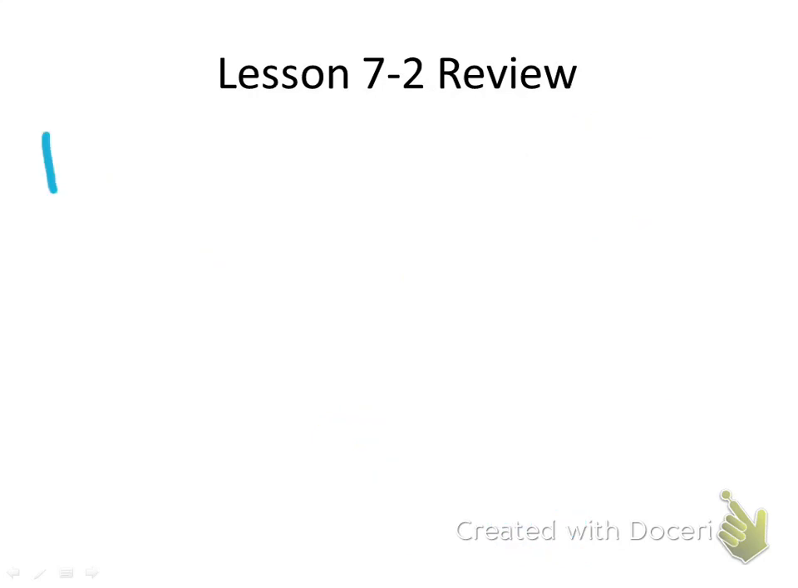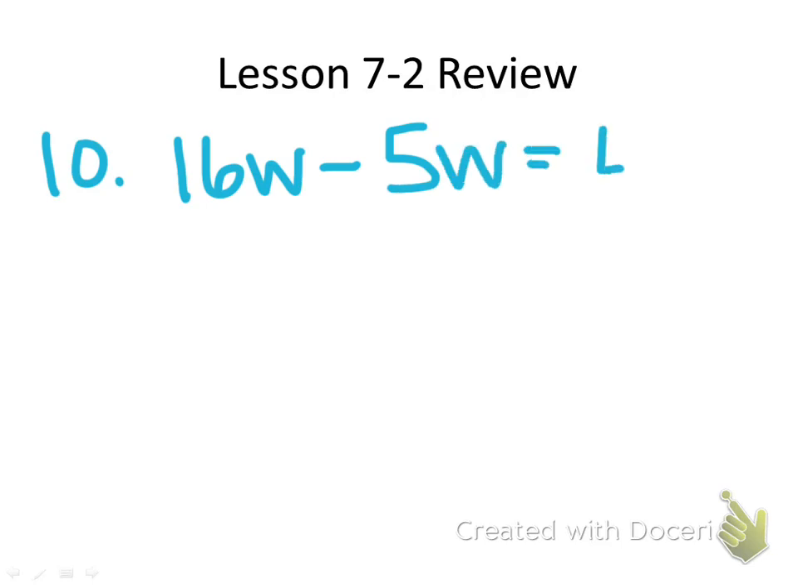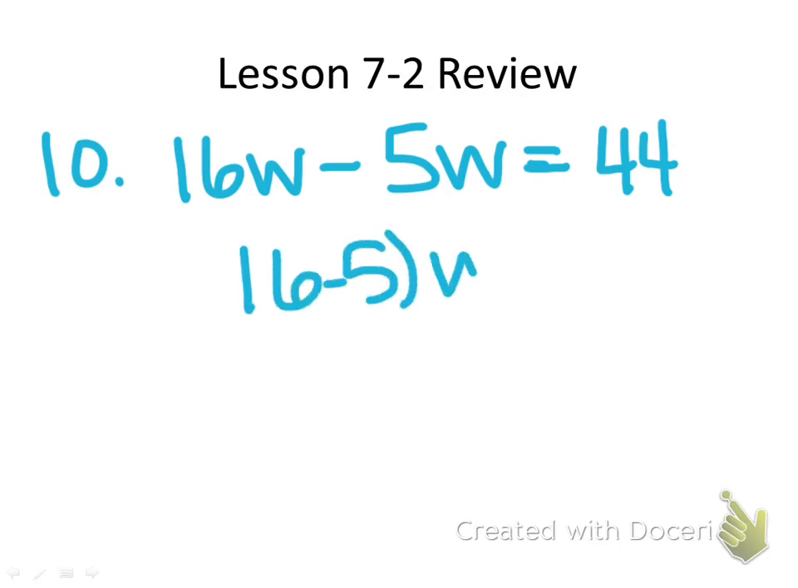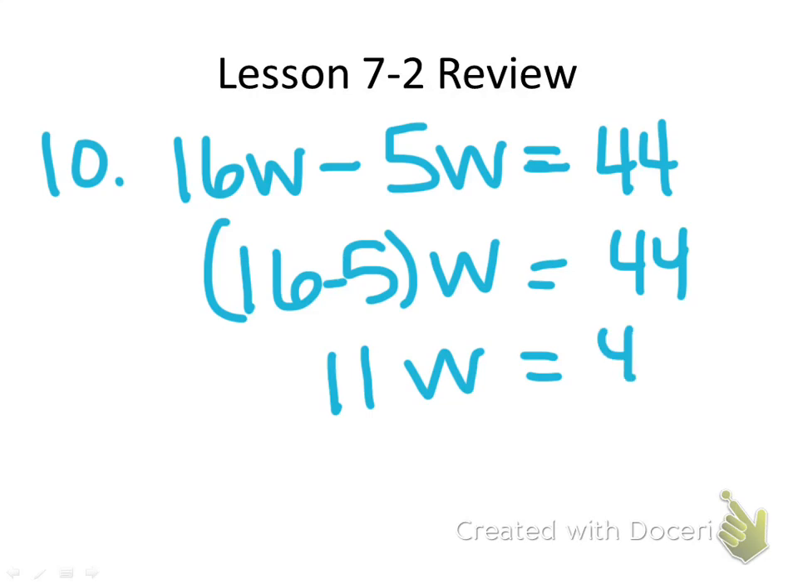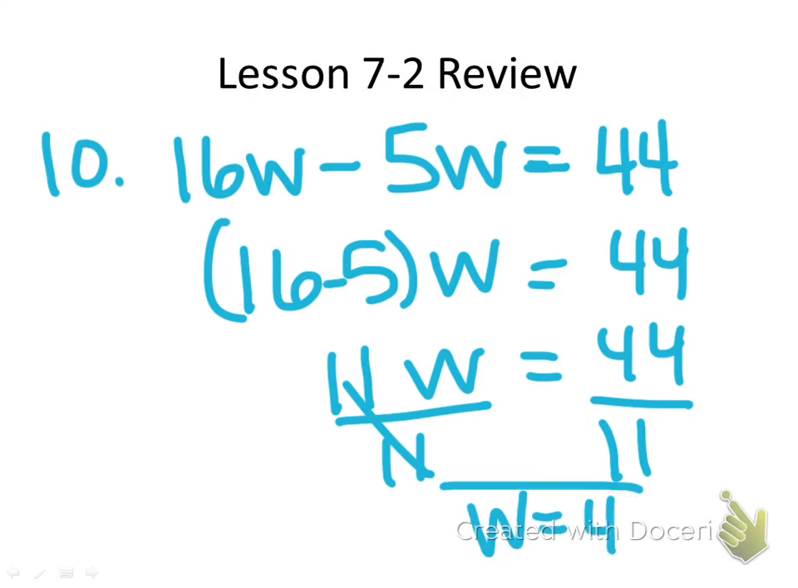Okay, let's do number 10. 16w minus 5w equals 44. So now I just add like terms again. 16 minus 5, well, that's 11w equals 44. Now I have to undo my multiplication by dividing, and so w equals 4.